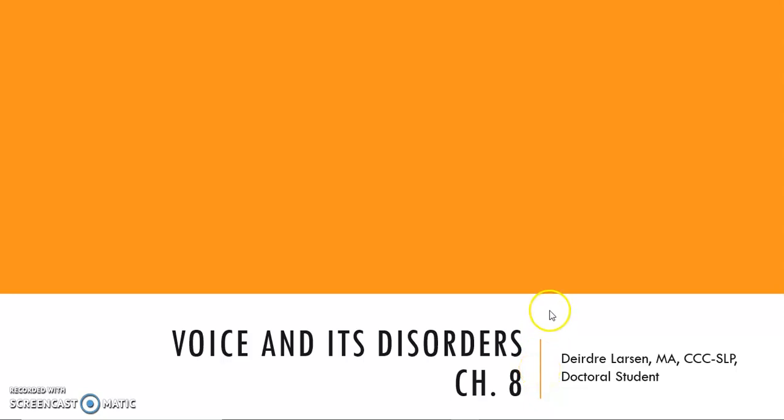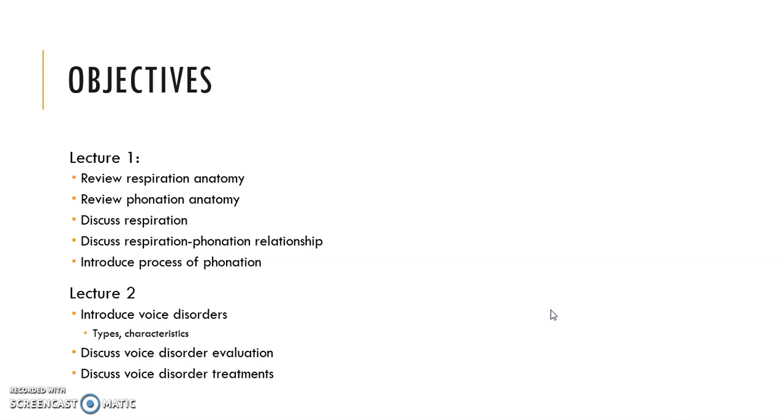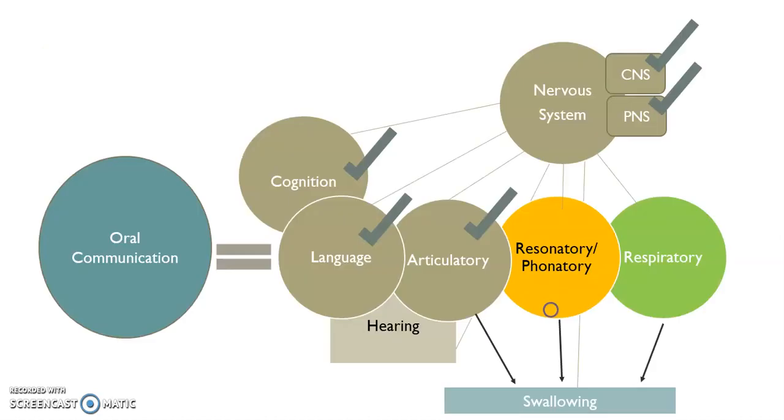Into Voice and Its Disorders, which is Chapter 8 in your textbook. Our objectives for today are to review respiration and phonation anatomy, to discuss respiration and the respiration-phonation relationship, and the process of phonation. So when we're looking at oral communication, we're really starting from the bare minimum: breathing and phonation, so that air coming in and out of the lungs. And then when the vocal folds close, that air vibrates the vocal folds as it comes out.